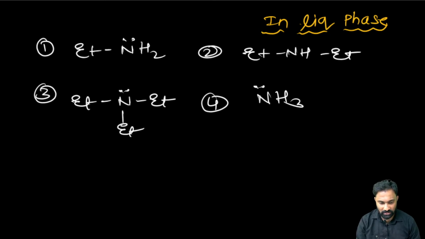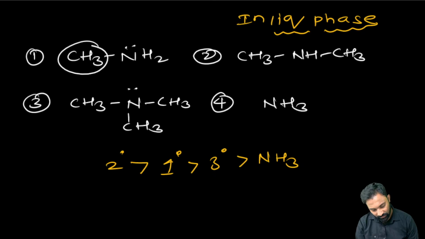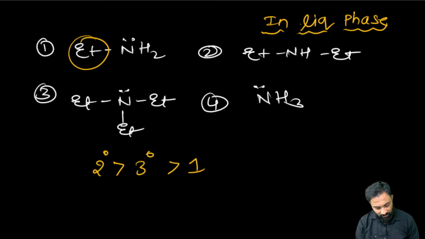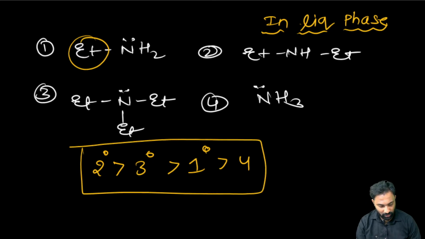No, it is not the same. For the methyl it is different, for the ethyl it is different. My dear friend, for the ethyl the order will be 2 degree amine greater than 3 degree amine greater than 1 degree amine greater than, last is 4. For the ethyl and the methyl the order will be different. You have to be very careful. That's the reason I said to you.